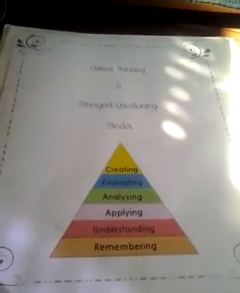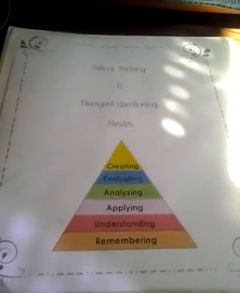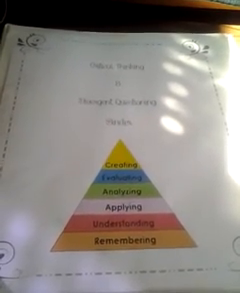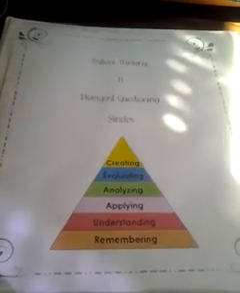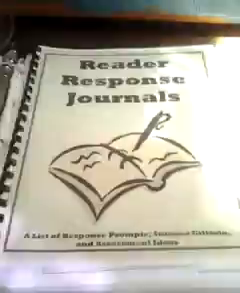Okay, this is my critical thinking and divergent questioning binder, and most of the questions in this binder are based off of Bloom's taxonomy levels of understanding. It goes from the bottom to the top: remembering, understanding, applying, analyzing, evaluating, and creating.